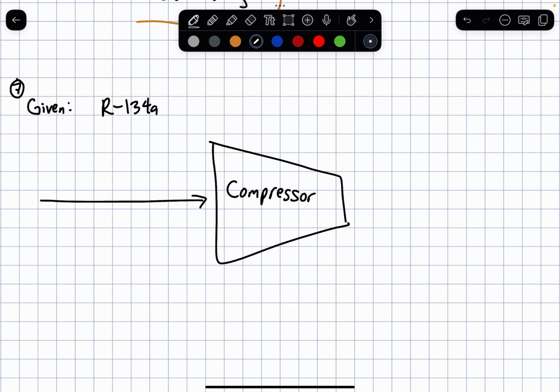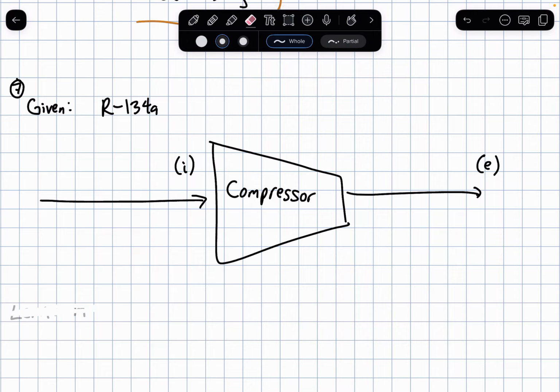So compressor, we have inlet, outlet. This is an open system because we have a thermodynamic device. Steady state or not? Let's see. Let's write the given first, no? And required.